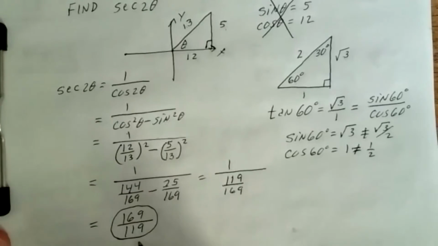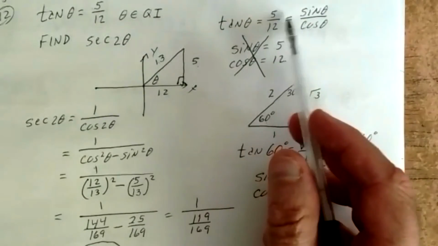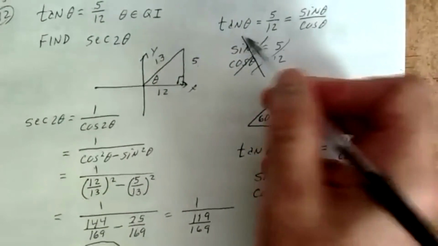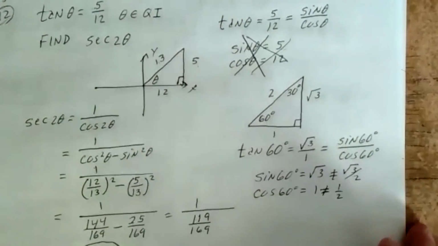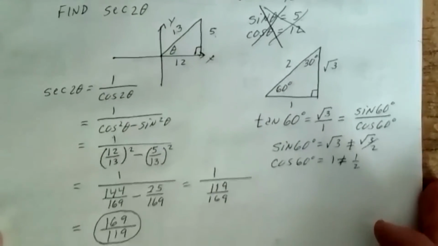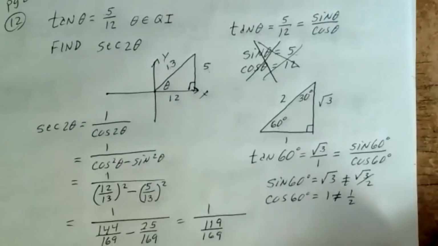This should be the correct answer for problem 12 on page 269. I do apologize in class for trying to say that the sine of theta is 5 and the cosine of theta is 12. This is not correct at all. That's bogus. Can't say that. And so this is the correct way the problem should be done for number 12 on page 269. This is the correct way.